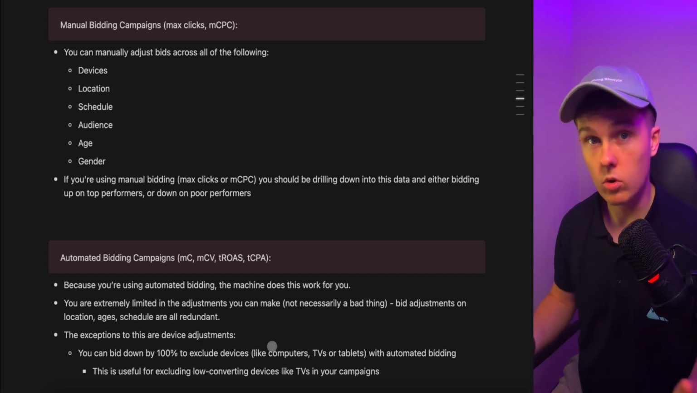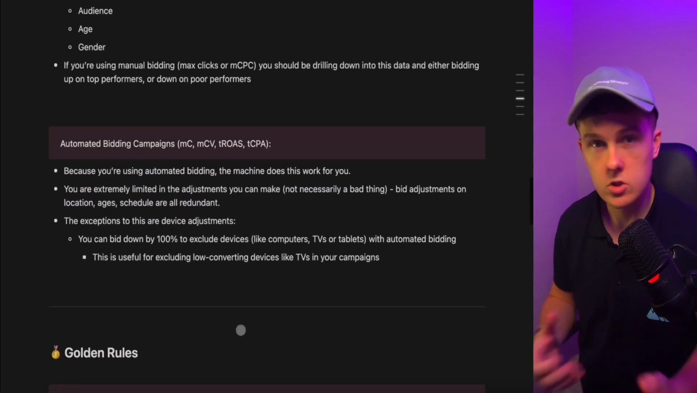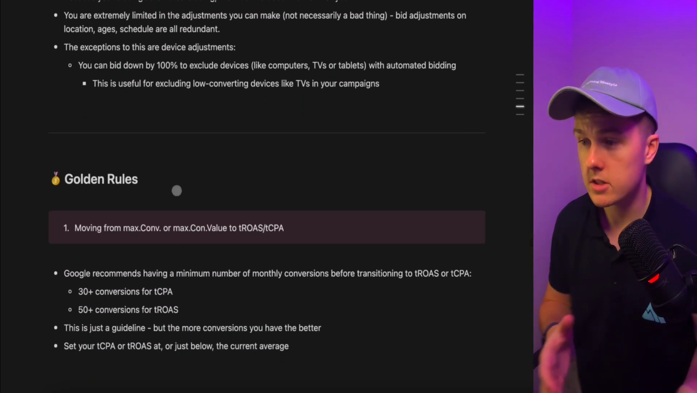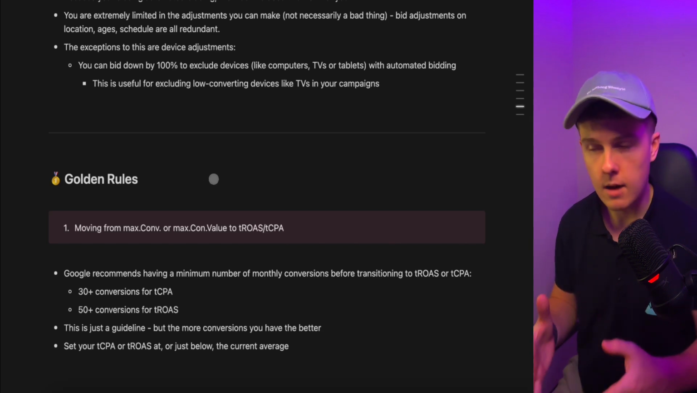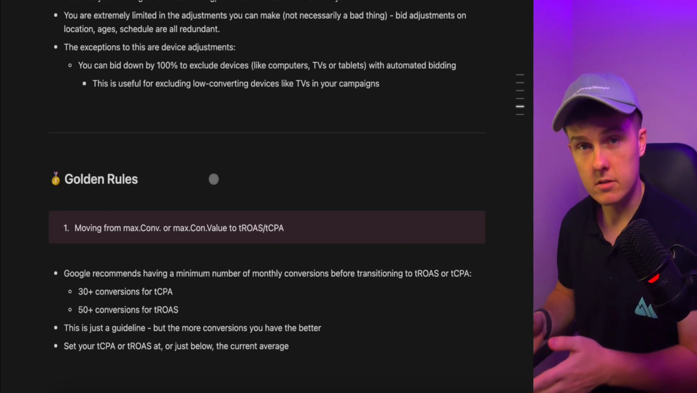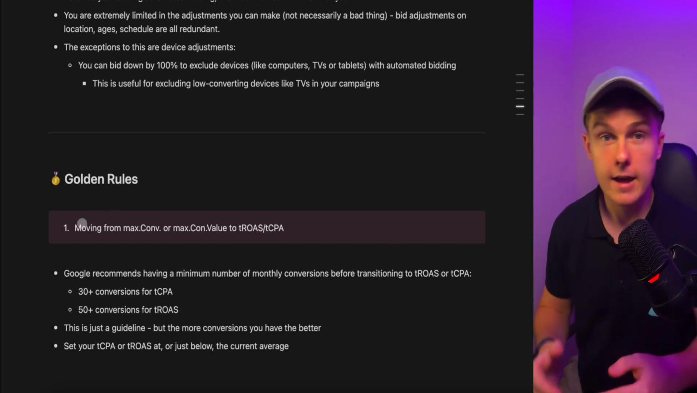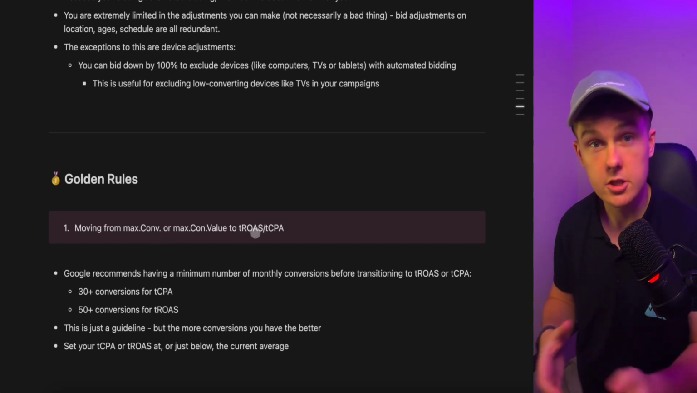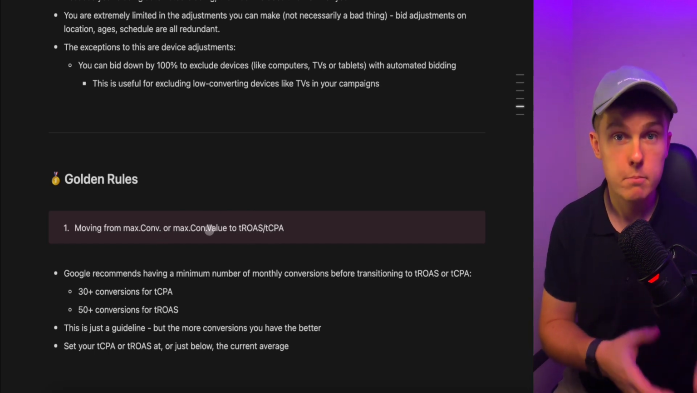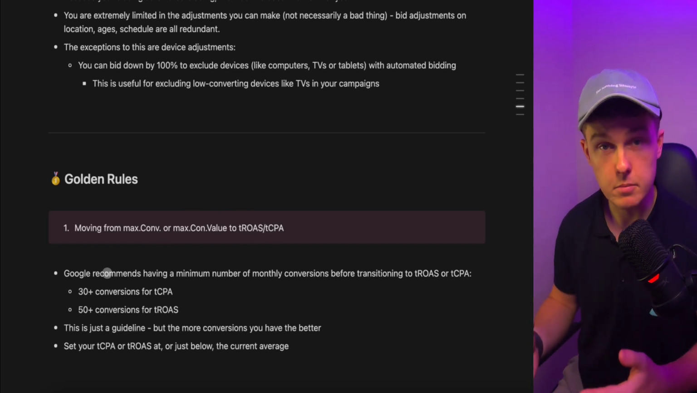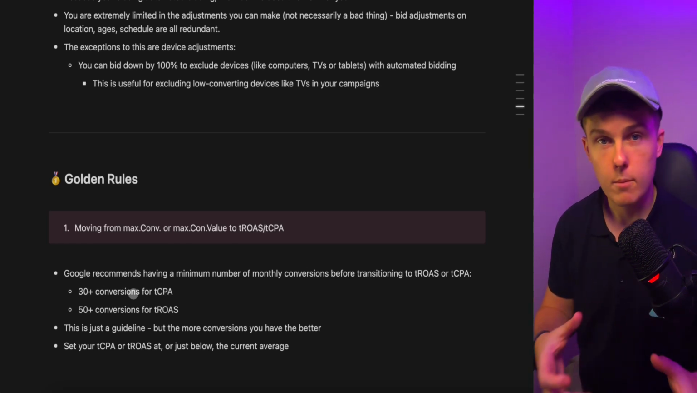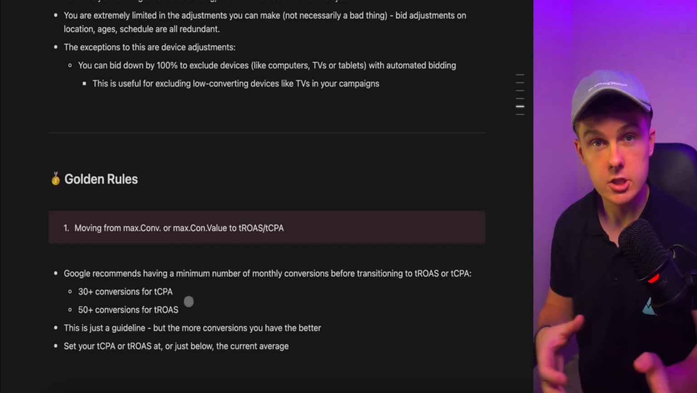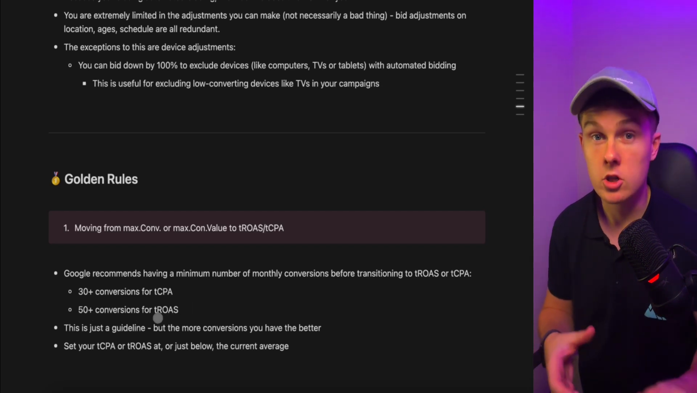Moving on to some golden rules of bid strategies. So starting with, how do you know when it's time to move from one bid strategy to another? Well, the two most common transitions are maximize conversions to target CPA and maximize conversion value to target ROAS. For the former, maximize conversions to target CPA, you should be seeing at least 30 conversions per month in the account. For maximize conversion value, transitioning to target ROAS, this number should be 50.